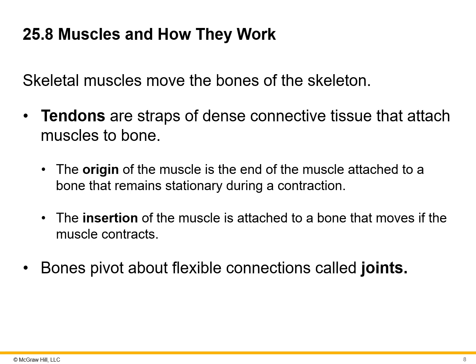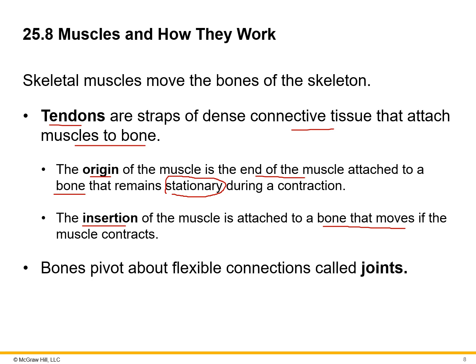Again, we're going to focus mainly on our skeletal muscles. First of all, there are tendons, and the tendons are connective tissue that attach the muscle to the bone, allowing the muscles to then move the bone, which is their job. Because there's this attachment, we have what is referred to as the origin. That's the end of the muscle that's attached to the bone, and this part remains stationary during the contraction, so it's not going to be moving. Now the insertion of the muscle is attached to a bone that moves whenever the muscle contracts.